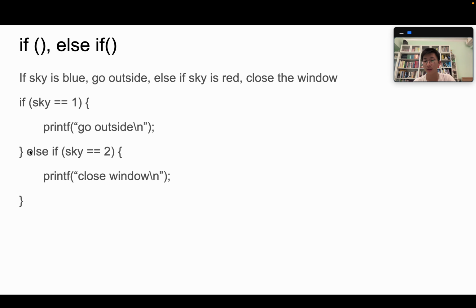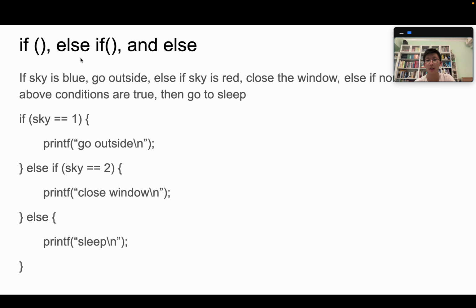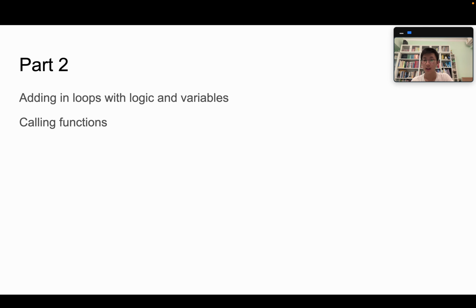And also there's else if, and there's else if and else. So like if sky's 1, then do that. If sky's 2, then do that. And then by default, if sky is any other number that's not 1 or 2, it's going to print that. You can look at the slides and memorize the syntax later, as long as you get how it works.